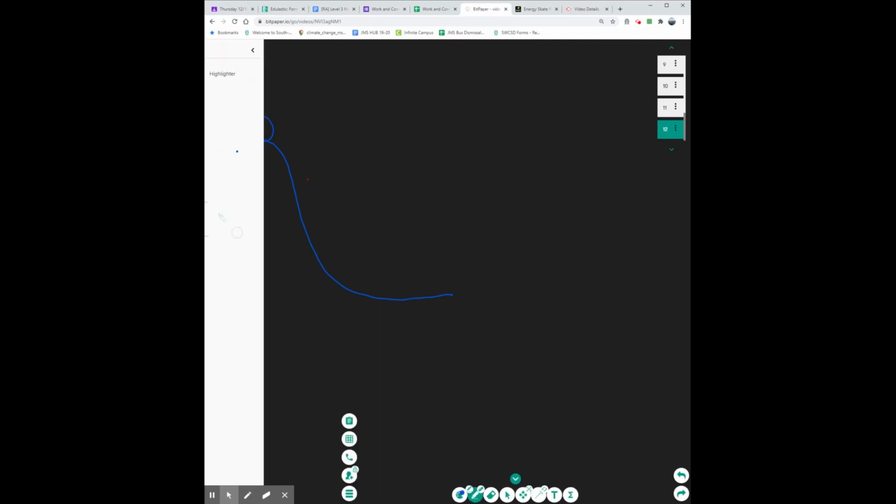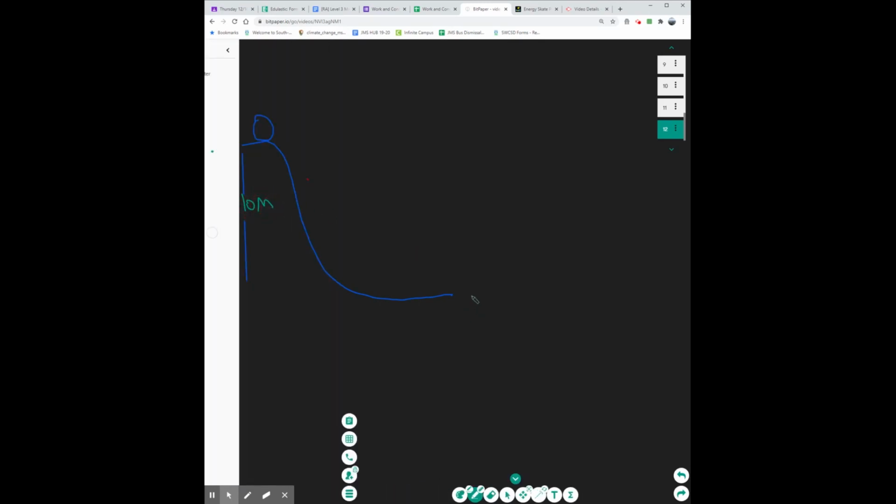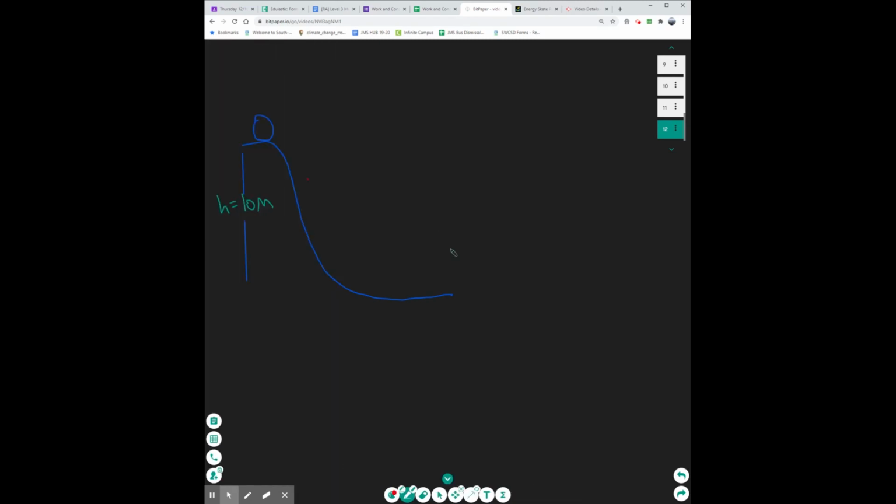Let's look at a situation where we have a ball on a track. So let's say there's a ball at the top of a hill, okay? And the hill is some height. H equals 10 meters, okay? And then at the bottom of the hill, there is a box. There's our box. And we want to know some things about this.